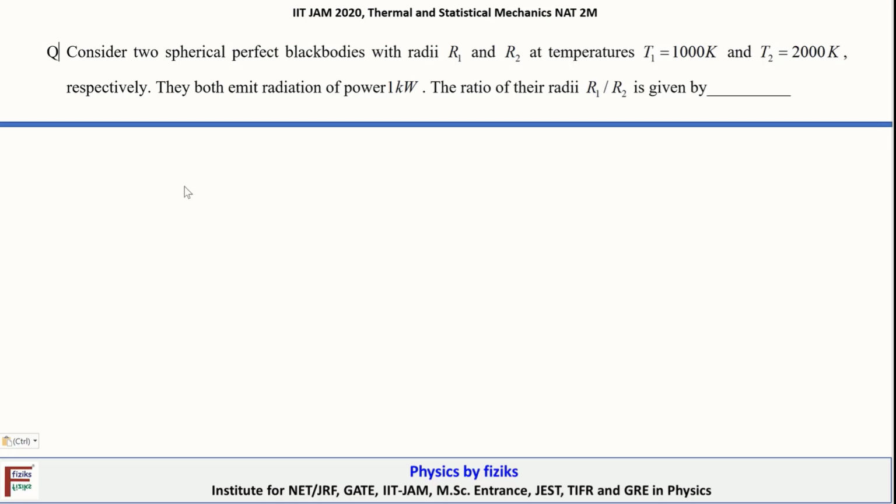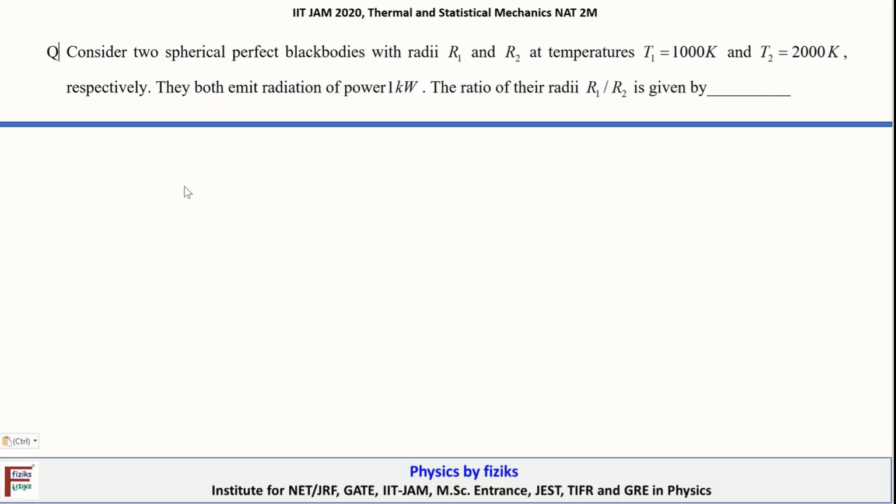Let's take a look at the second question. It also appeared in JAM 2020. The statement is: consider two spherical perfect black bodies with radii R1 and R2 at temperatures T1 equal to 1000 Kelvin and T2 equal to 2000 Kelvin respectively. They both emit radiation of power 1 kilowatt. The ratio of their radii R1 by R2 is given by.